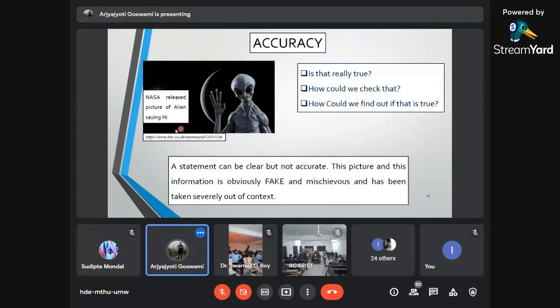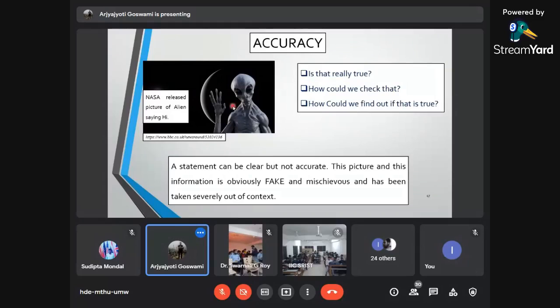For example, if you go to this particular link, this is a BBC UK website link. This image is given over here, given on that particular link, and they're saying that NASA released a picture of aliens saying hi, right? But this is not the news. If you read the news which is written over here, you will figure out that this image is wrong.